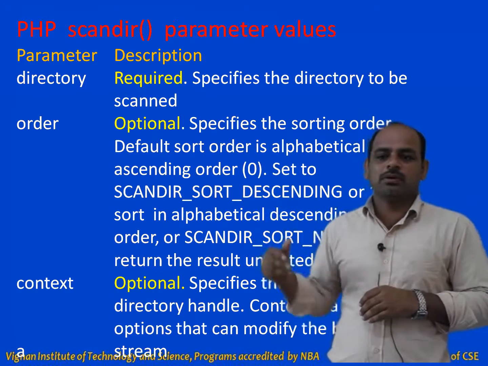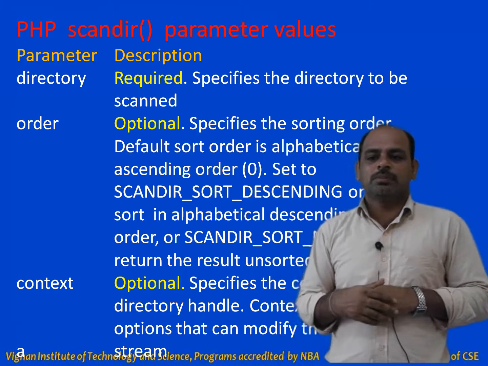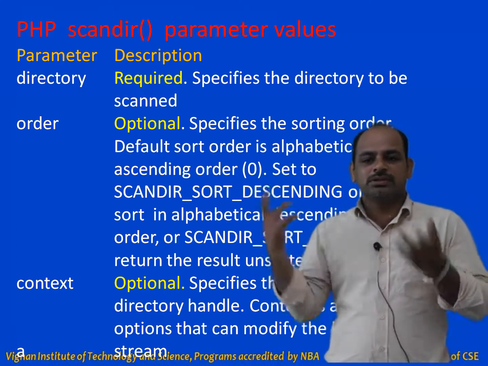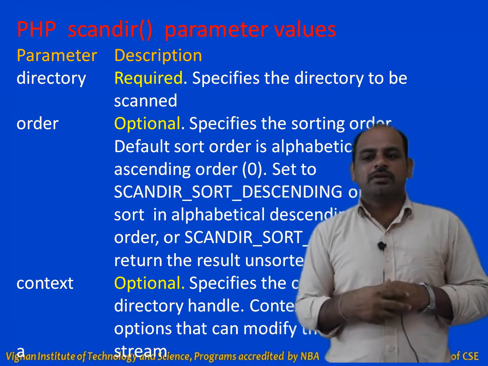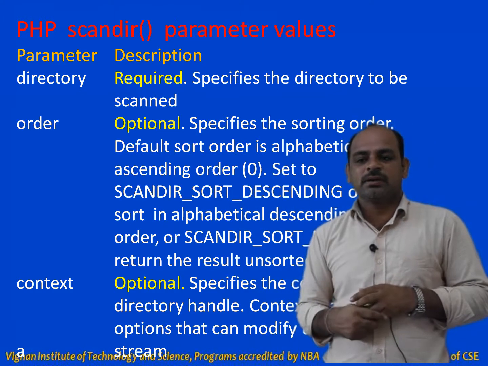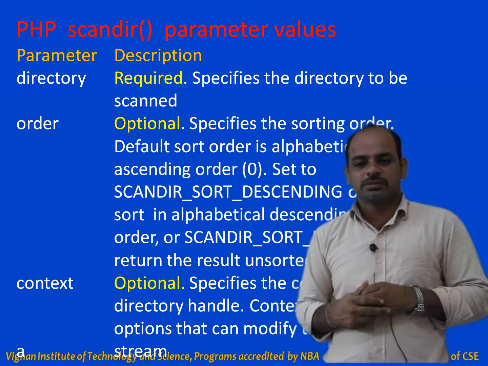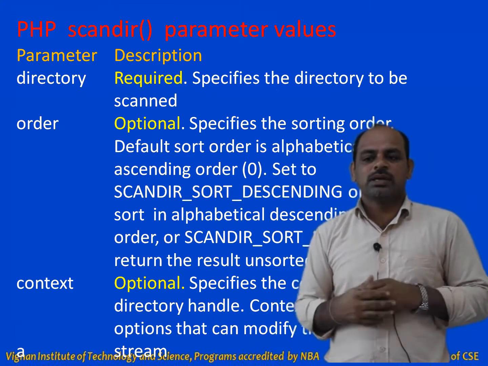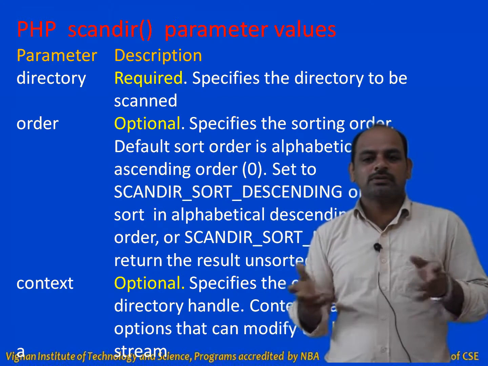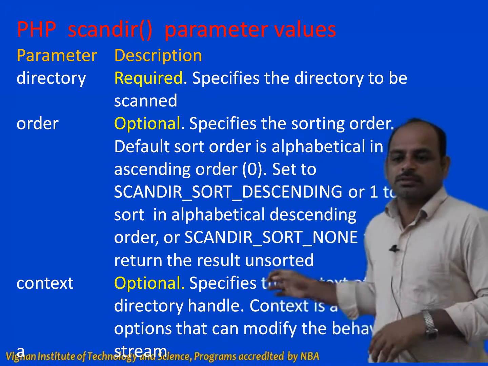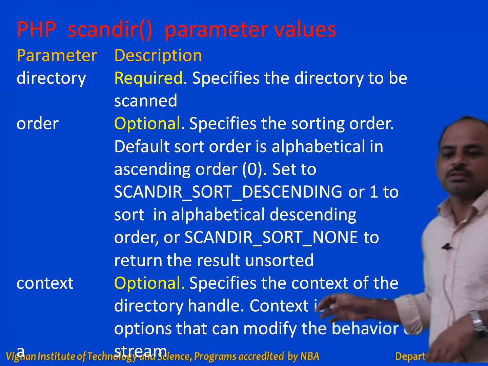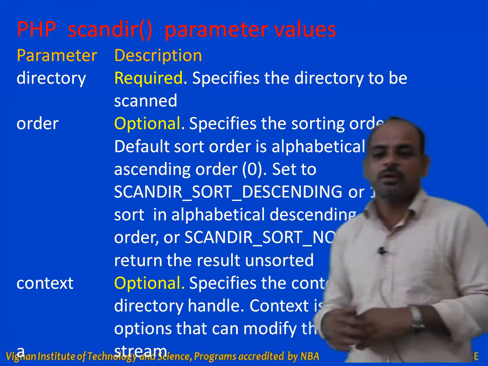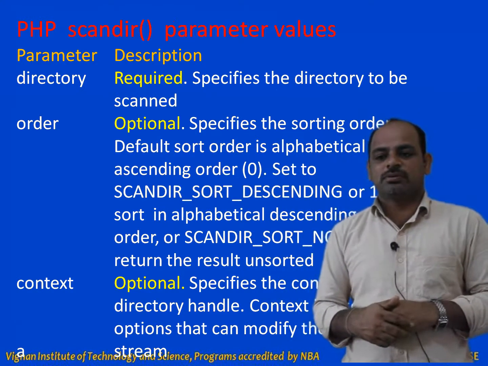So I have already explained 3 parameters: directory, that is a required parameter; order specifies the sorting order; the default sorting order is alphabetical ascending order, so its value becomes 0 here. You can use scandir to sort in descending order also, its value becomes 1 here, right? So context specifies the context of the directory handle. Context is a set of options that can modify the behavior of the stream here.